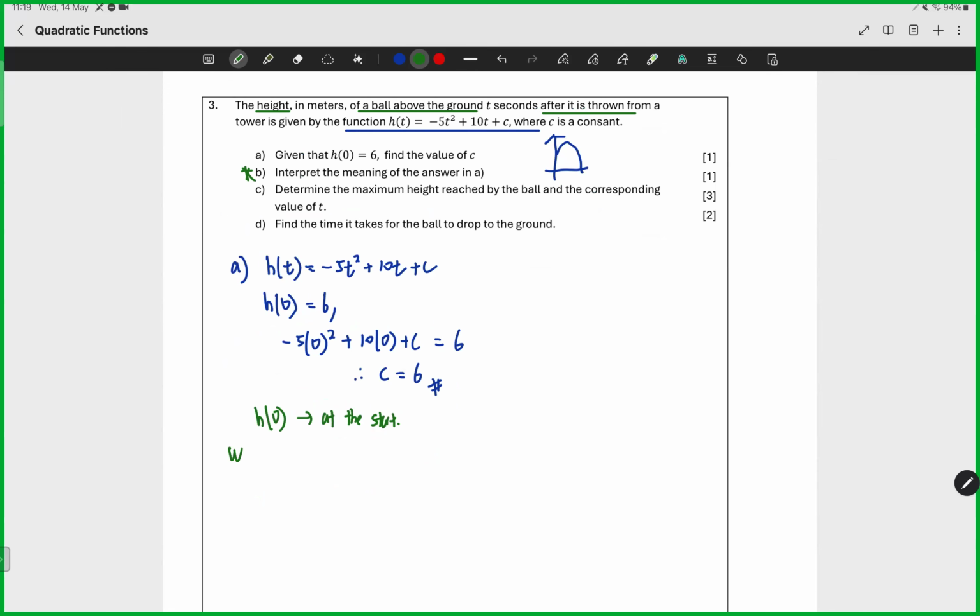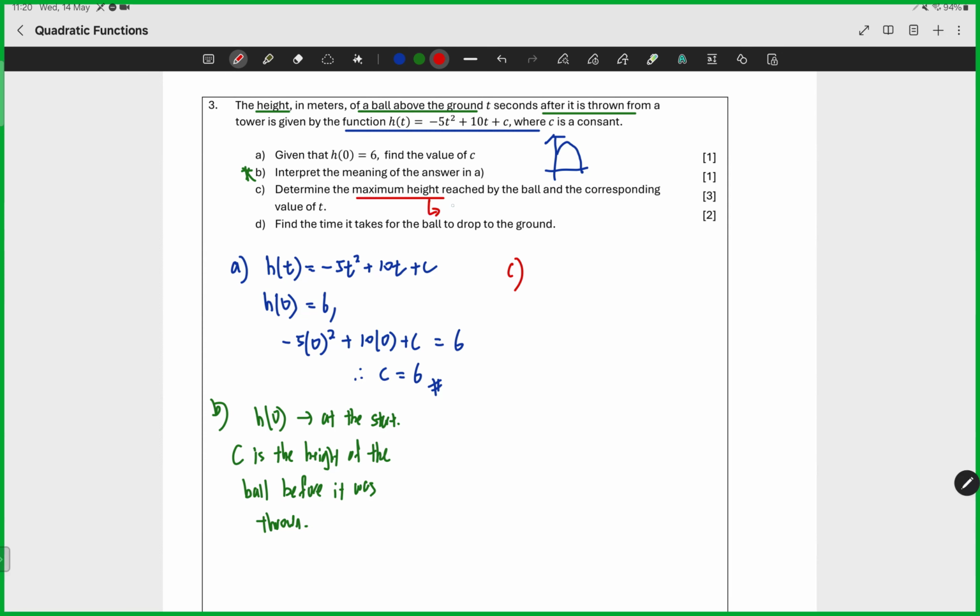Okay, so what does the value of c mean? c is the height of the ball before it was thrown. So for such questions, you need to relate back to the question to work out the structure of the answer. Okay, C. Determine the maximum height reached by the ball and the corresponding value of t. Okay, in order to find the maximum height, we have to find the vertex.